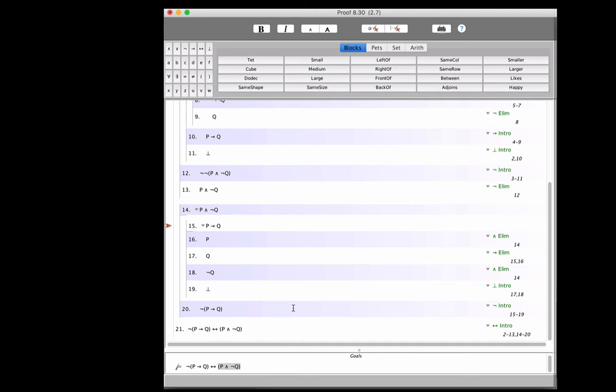All right, so at line 15, we assume the conditional. We eliminate the conjunction at 14, which yields the consequent of the conditional that we assumed at 15. We eliminate the right side of the conjunction at 14, which yields a contradiction, which tells us that our assumption at 15 is not the case, which is exactly the left side of the biconditional.